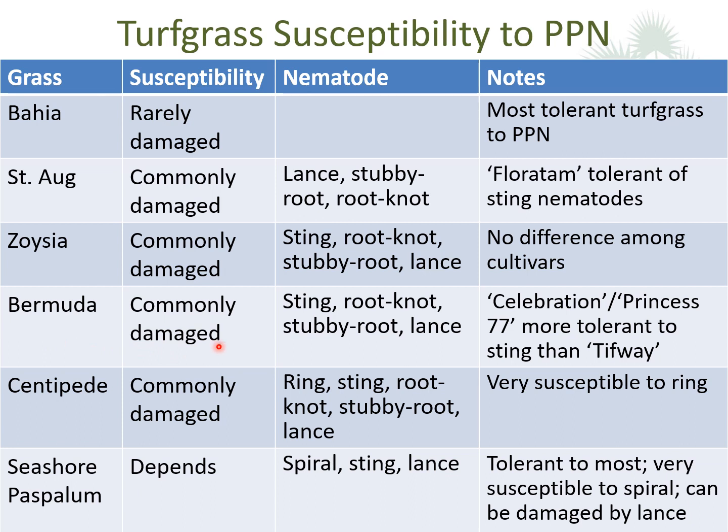Bermuda is commonly damaged. There are some more tolerant. Centipede is commonly damaged, very susceptible to ring nematodes. Seashore paspalum, I'm not sure which one that is, and it depends. Tolerant to most, very susceptible to spiral, can be damaged by lance. Of course, St. Augustine is probably the most common residential turf grass.